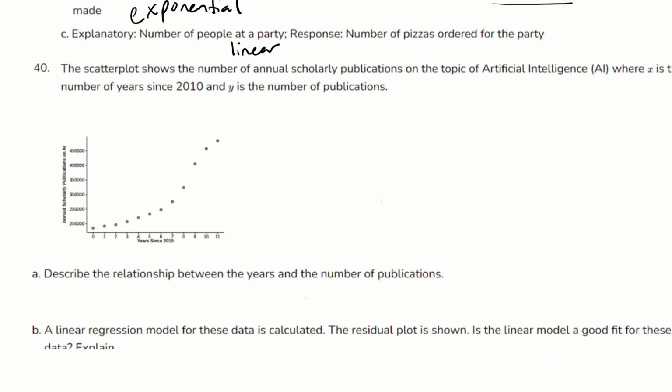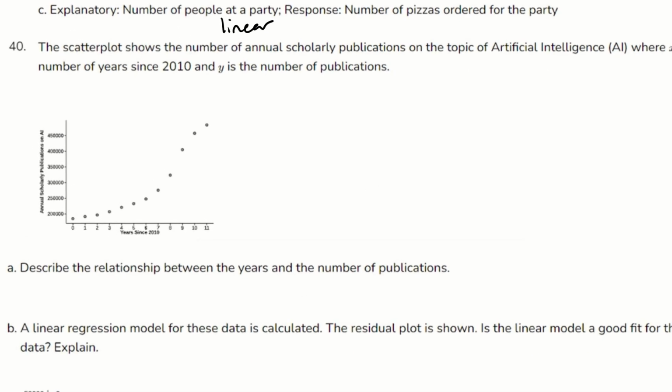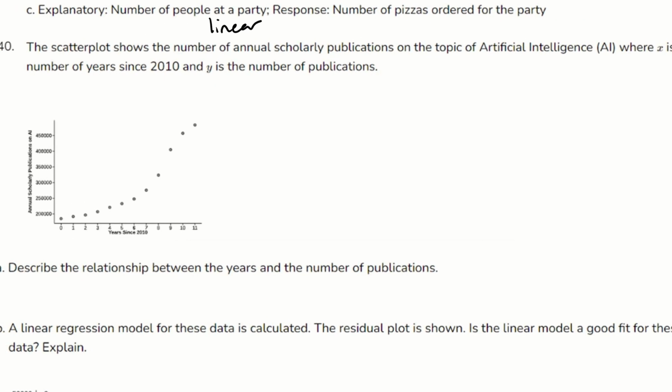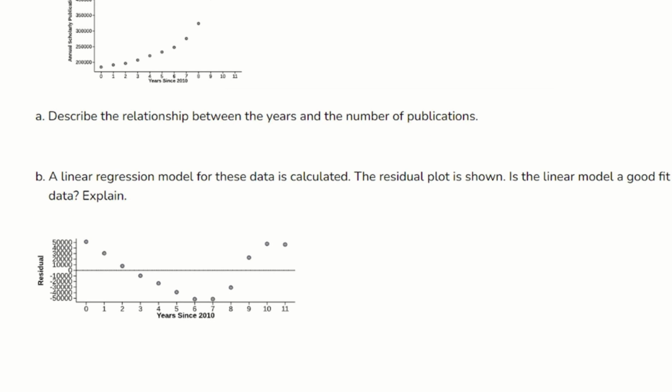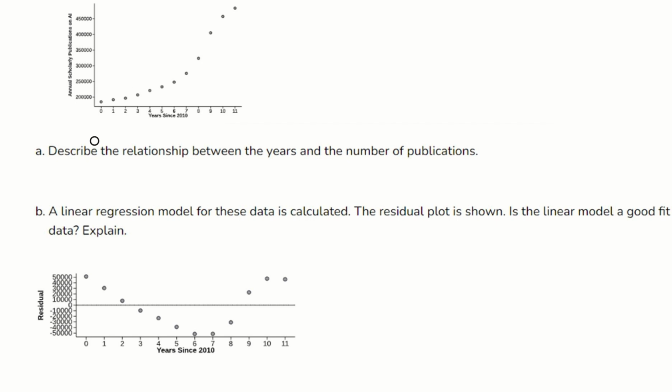Okay, so number 40. The scatter plot shows the number of annual scholarly publications on the topic of AI, where X is the number of years since 2010 and Y is the number of publications. And this looks to be curved, right? In fact, it looks like it goes like this and then levels out. That's interesting. So describe the relationship between the years and the number of publications. It appears to slowly increase and then quickly increase after a certain point.